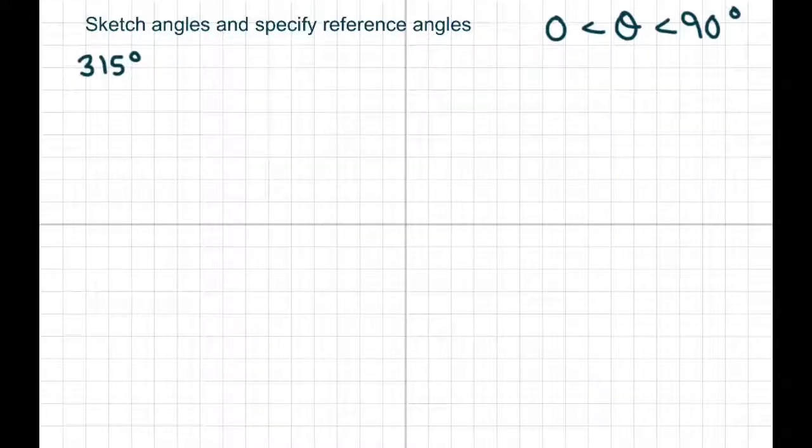Going to sketch angles and specify reference angles. A reference angle is in quadrant 1, between 0 and 90 degrees. This just means quadrant 1. So basically I'm going to sketch it.